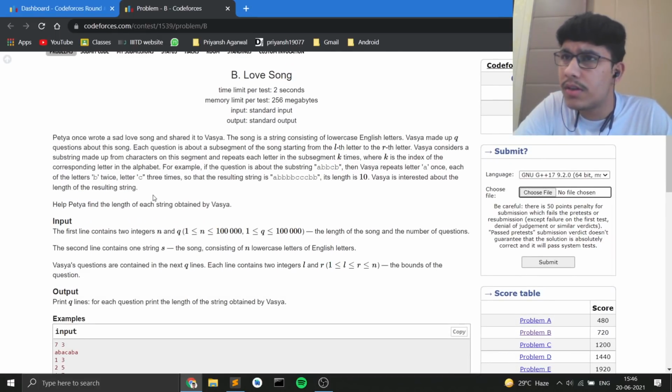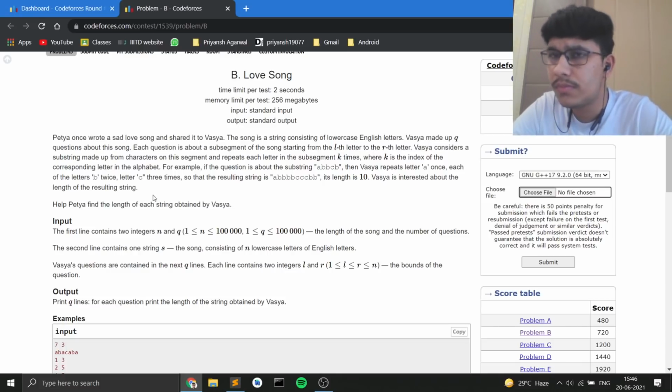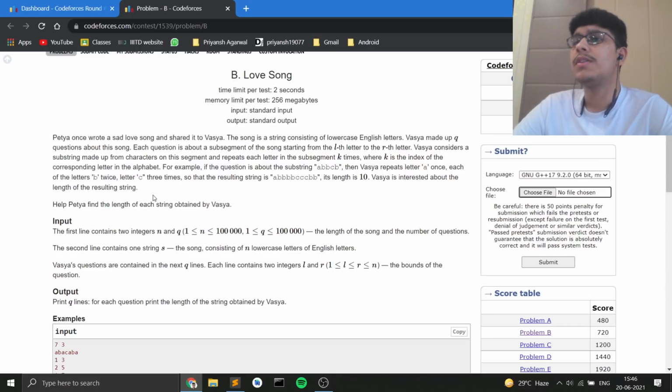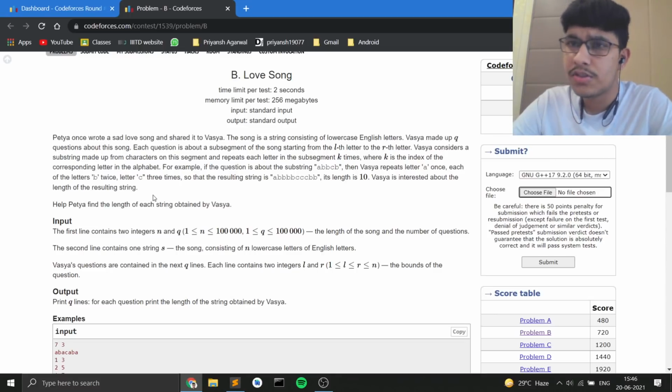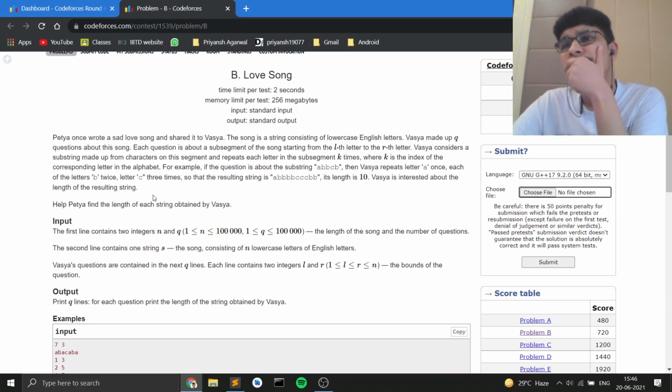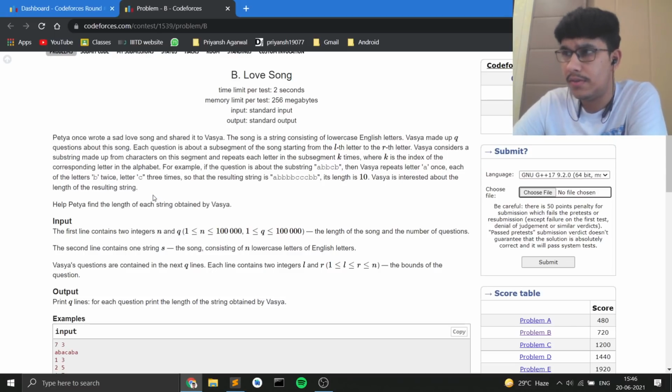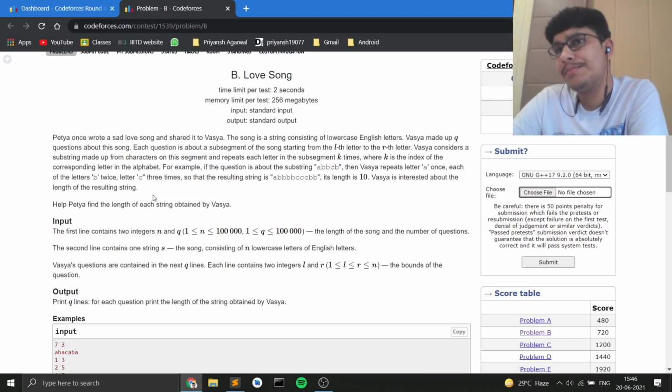Once wrote a Sandler song and shared it. The song is a string consisting of lowercase English letters. Made up Q questions about the song. Each question is about a subsegment of the song starting from the lth to the rth letter. Considers a substring made up from characters on this segment, and repeats each letter in the subsegment k times, where k is the index of the corresponding letter in the alphabet.